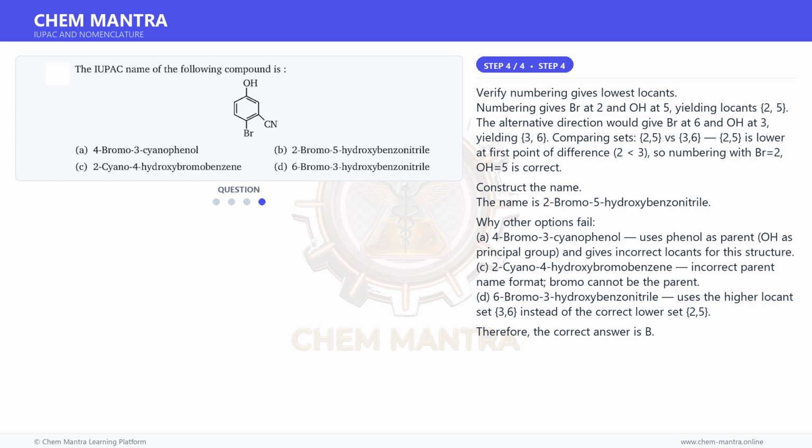Construct the name. The name is 2-bromo-5-hydroxybenzonitrile. Why other options fail? A. 4-bromo-3-cyanophenol uses phenol as the parent or principal group and gives incorrect locants for this structure. C. 2-cyano-4-hydroxybromobenzene, incorrect parent name format, bromo cannot be the parent. D. 6-bromo-3-hydroxybenzonitrile uses the higher locant set 3, 6 instead of the correct lower set 2, 5.